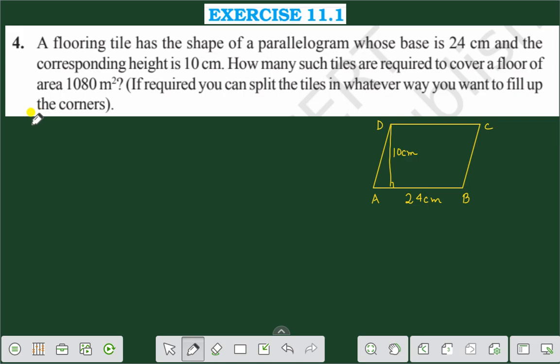Let's solve this one. Here, first of all, we have to find the area of one tile, right? The tile is in the form of a parallelogram, and you know that the area of a parallelogram is base into height.